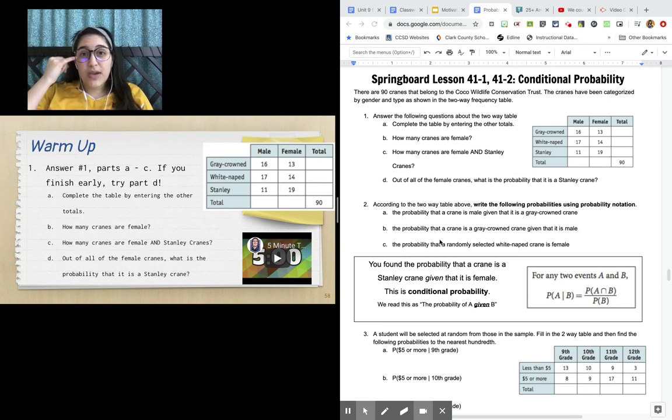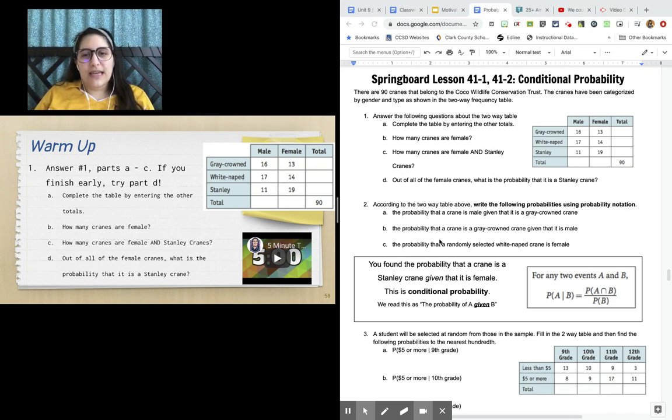Up to this point, we've only been dealing with probability events that are separate. We were trying to find and probabilities or probabilities. This is a slightly different idea called conditional probability, where I'm going to give you a condition that you must meet before you calculate the probability.